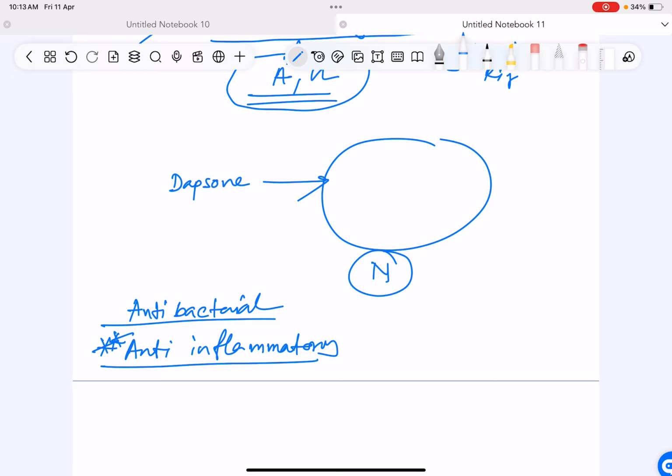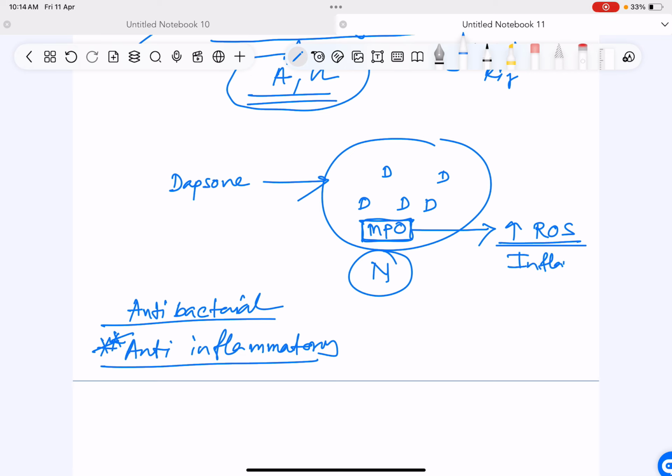So Dapsone accumulates inside the neutrophils. Inside the neutrophils, we now have Dapsone. This Dapsone will inhibit the enzyme MPO. Inside the neutrophil, you have this enzyme myeloperoxidase. It will inhibit myeloperoxidase and other enzymes. Myeloperoxidase is responsible for production of reactive oxygen species. So you have less production of reactive oxygen species and also other inflammatory mediators.